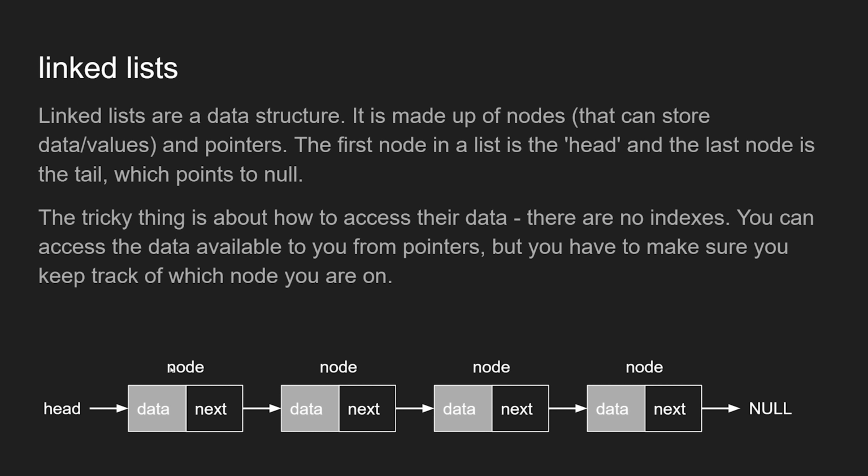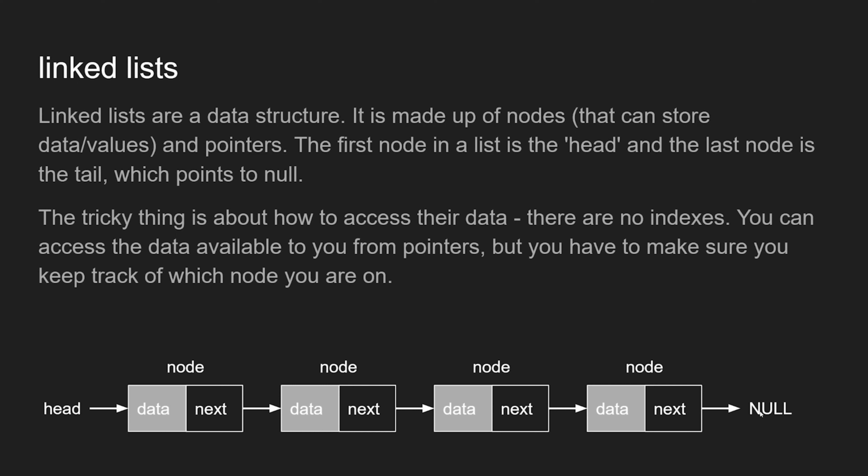And within the node object, there's going to be some sort of data, storing some sort of attribute, and also this next pointer. And this next pointer only points to another node, or if it's at the end of the list, it points to null or none.